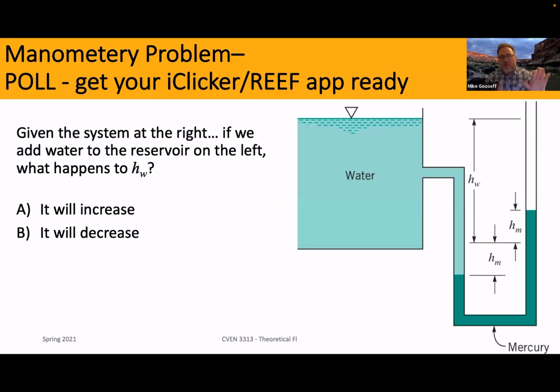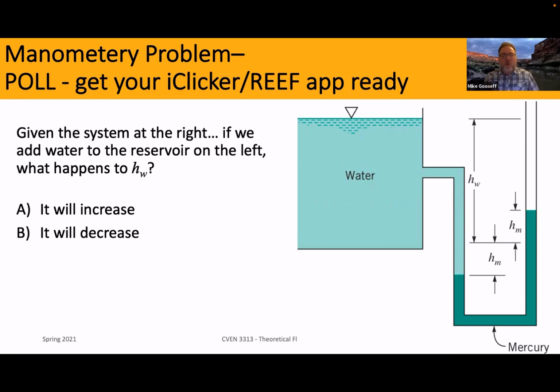There's a reservoir on the left-hand side. We have a manometer on the right-hand side, and you can see the manometer fluid is mercury. So if we add water to the reservoir and we raise the height of the water on the left, what will happen to H sub W? Will it increase or decrease?